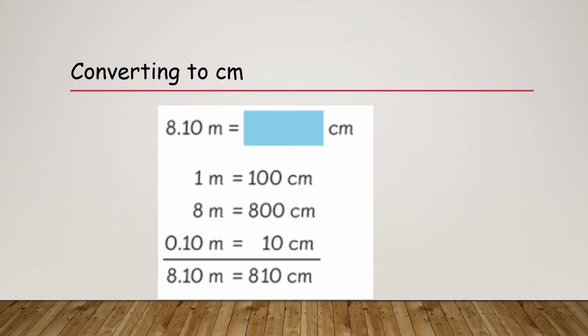So at the top we've got 1 meter is equal to 100 centimeters. We can see that we have 8 full meters here. So 8 meters is the same as 800 centimeters. Now we have 0.1 left, or 0.10. 0.1 meters is equal to 10 centimeters, and we can just add using a column. So 800 add 10 gives us 810 centimeters.